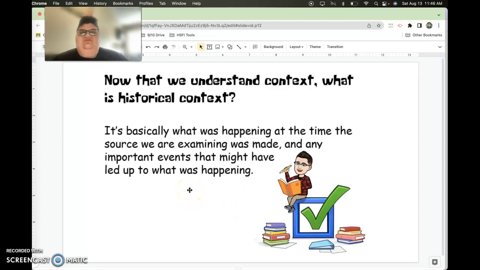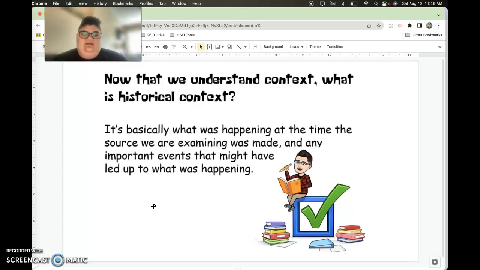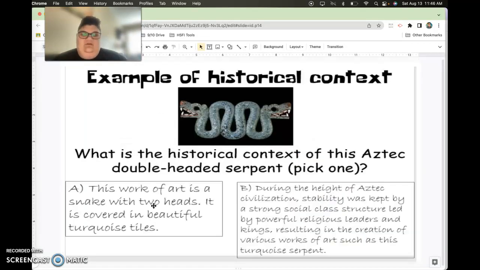Now that we understand historical context, what is historical context? It's basically what was happening at the time the source we are examining was made, and any important events that might have led up to what was happening. So if we take a look at this image, an example of historical context, what is the historical context of this Aztec double-headed serpent? I want you to pick one and answer on the Padlet.